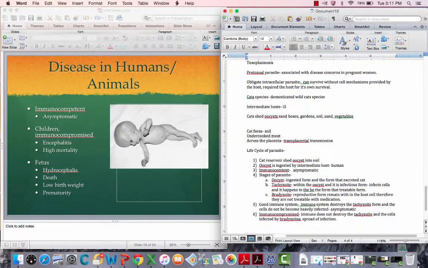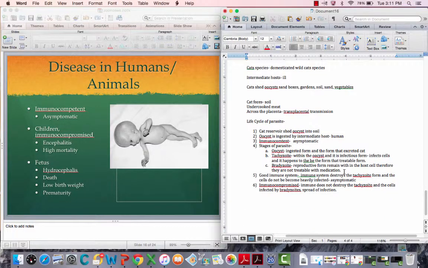In people that are immunocompromised, this parasite can actually cause some pretty severe symptoms, very, very high mortality, and encephalitis, or inflammation of the brain, is a real problem as well. If it happens to cross the placenta, then the fetus is definitely immunocompromised, and it can result in everything from miscarriages, fetal death, premature infants, to what this picture is representing, which is hydrocephaly, or water on the brain, which can be a result of encephalitis in the womb.